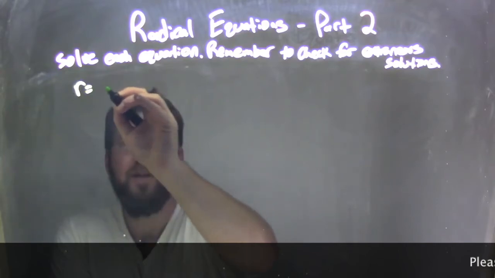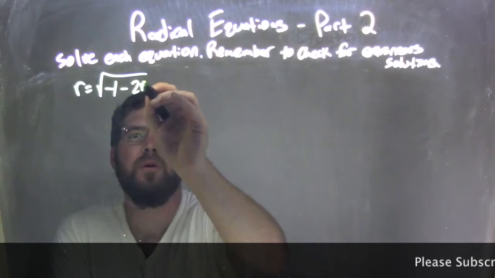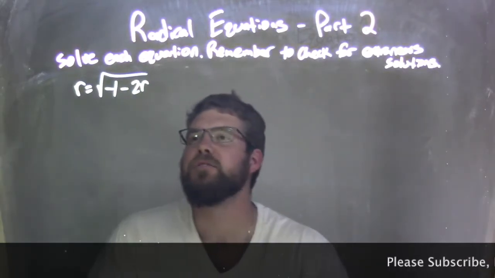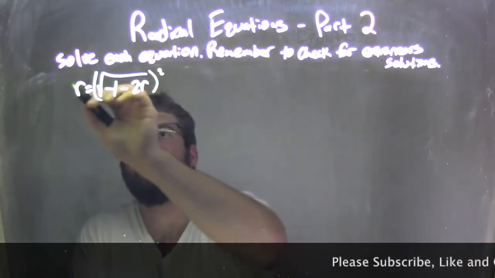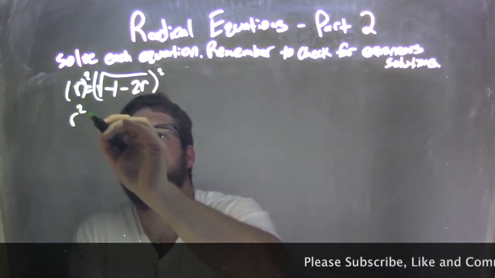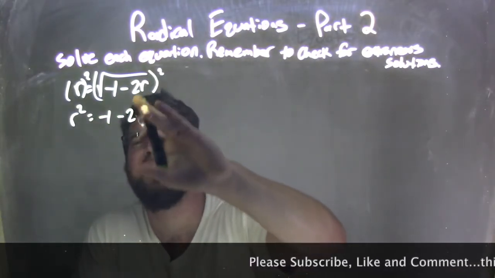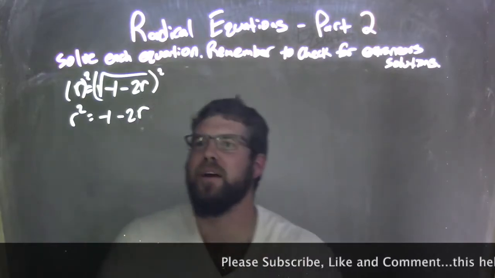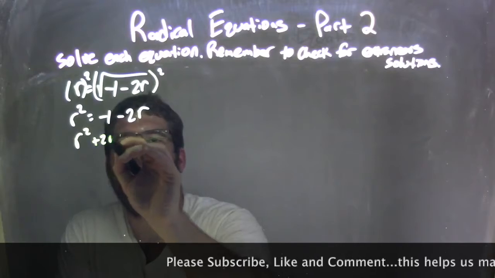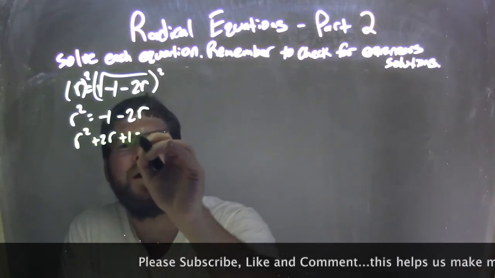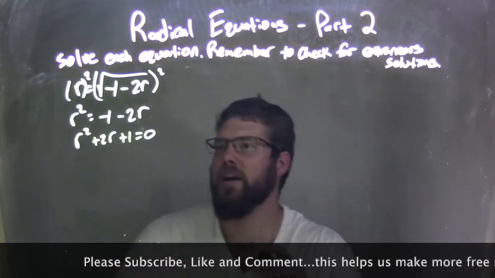R equals the square root of negative 1 minus 2r. Okay, so what I'm going to do is square both sides. Let's get rid of that square root. So we have r squared here equals negative 1 minus 2r. I am getting tired. I'm going to bring everything over to the left-hand side, leaving me with r squared plus 2r plus 1 equals 0.